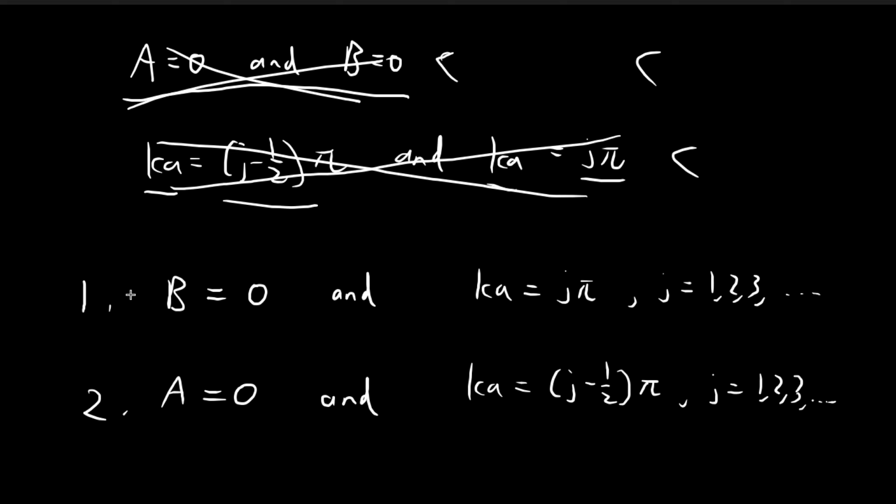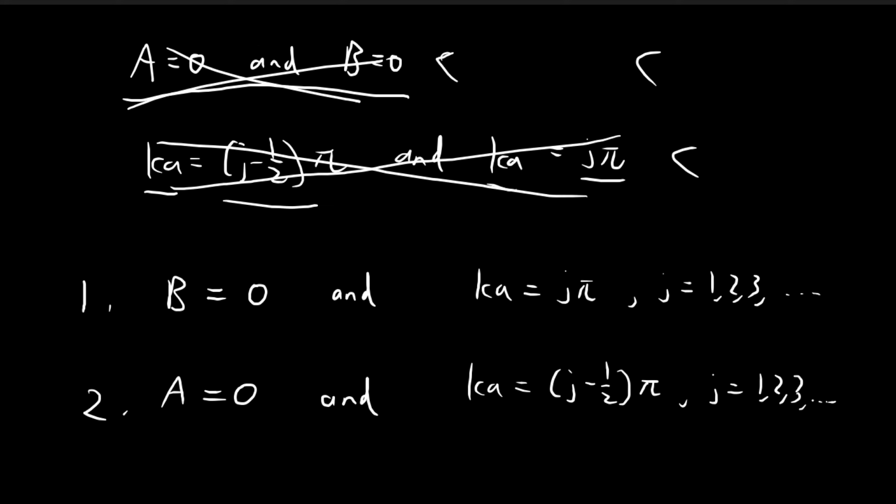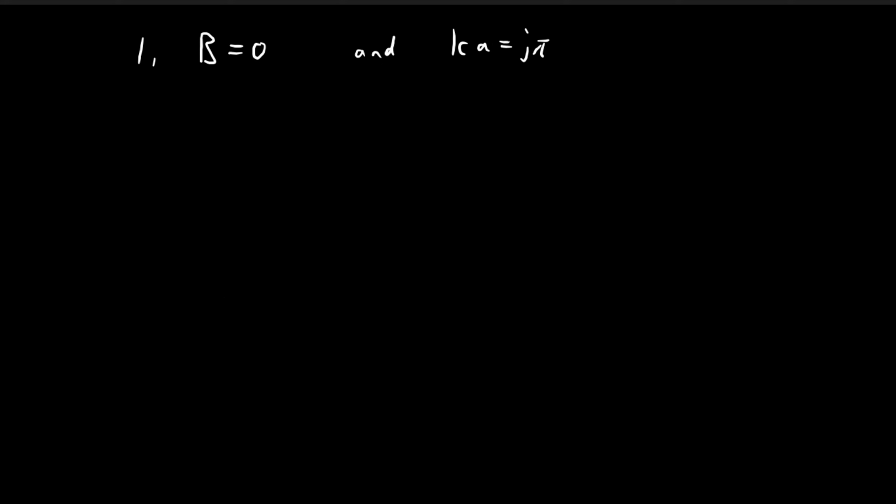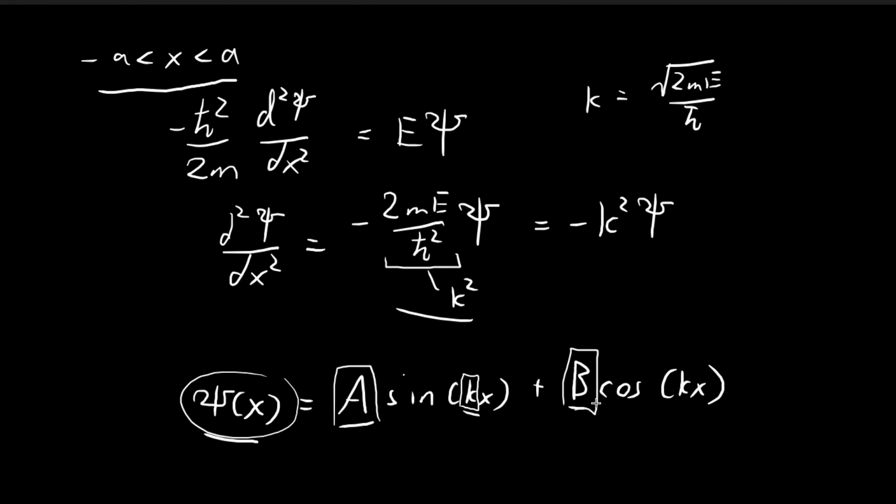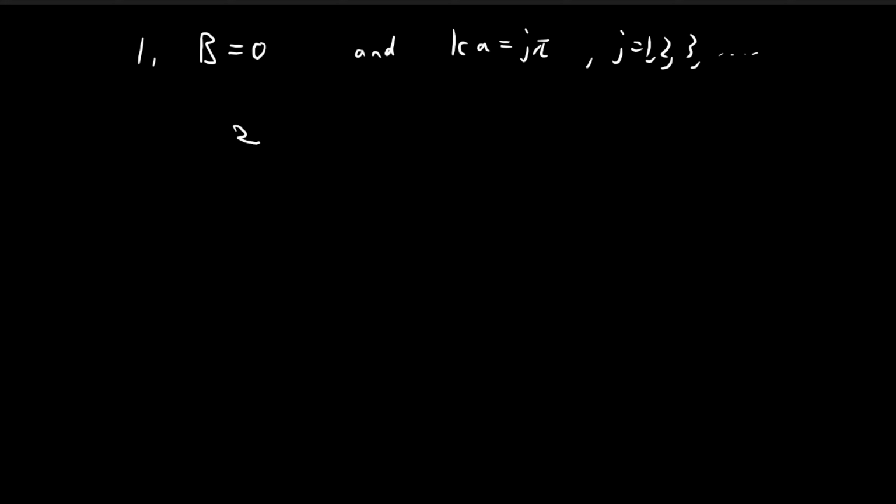Now continuing with this question, we're going to take a look at these two scenarios separately. So let's focus on the first case where b is equal to 0 and ka is going to be equal to jπ, where j is equal to 1, 2, 3, and so on. So when b is equal to 0, our ξ(x), we can actually take away this term, because when b is equal to 0, I can just take away this cosine term. So in the end, our ξ(x) is going to be equal to a sin(kx). So this is what our ξ(x) is going to be equal to.